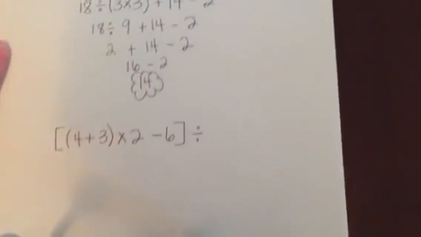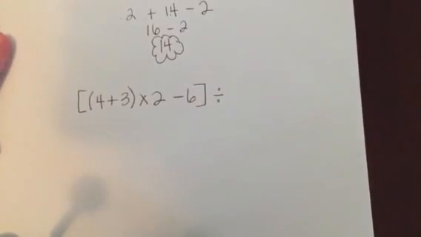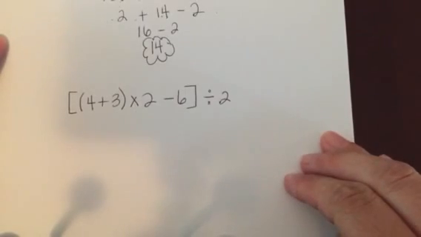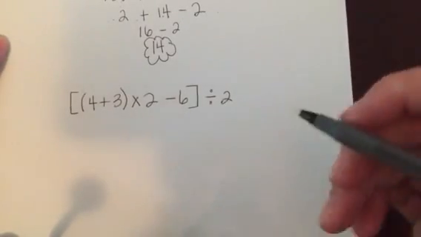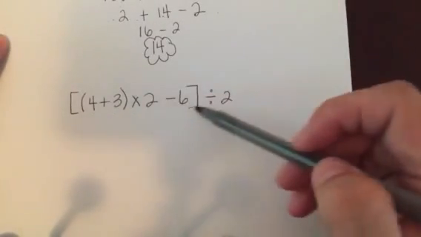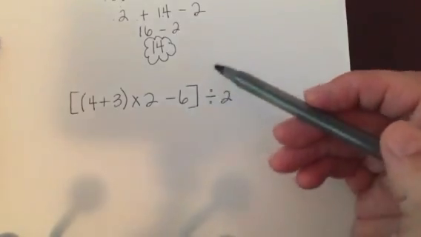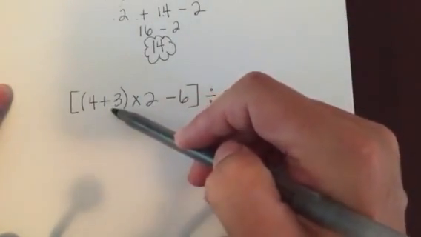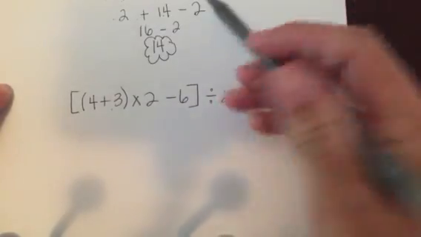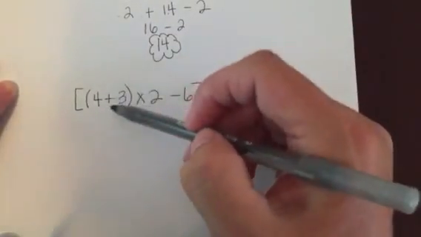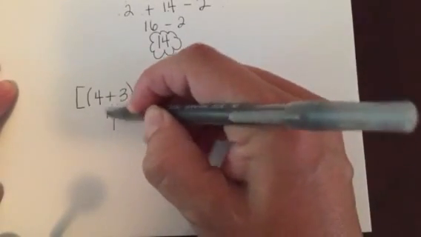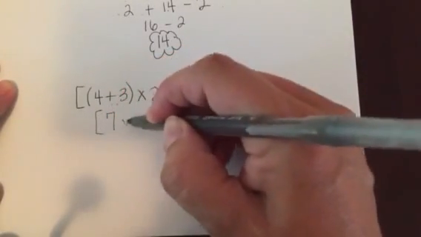Not bad. So we're going to take a look at one final problem. And this one has parentheses and it has brackets. So when we see that, we're still going to follow the same order, except I'm going to work inside out. So I'm going to start with parentheses, then brackets, and then braces if we had them. So I'm going to start on the inside with this 4 plus 3, which is 7. And I'm leaving everything else the same.